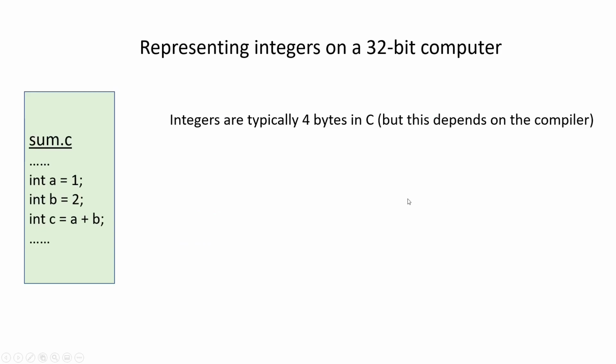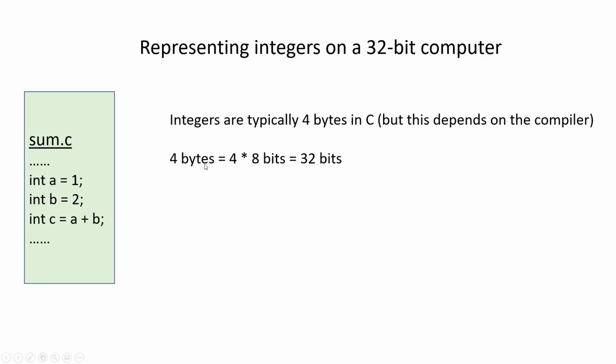Okay, now when we represent an integer on a 32-bit computer, like we were doing in the program sum.c, I've got int a right here. Let's take a look at that one. Integers are typically 4 bytes in C. This depends on the compiler, and we actually have a number of different types of integers we can use. There's short integers and long integers, and they have different numbers of bits reserved for them. But typically, the normal int, like this one that I'm using right here in the code, is 4 bytes.